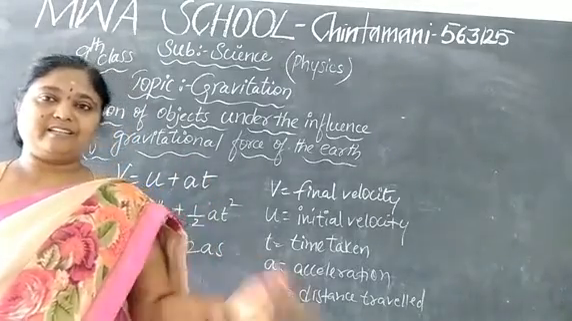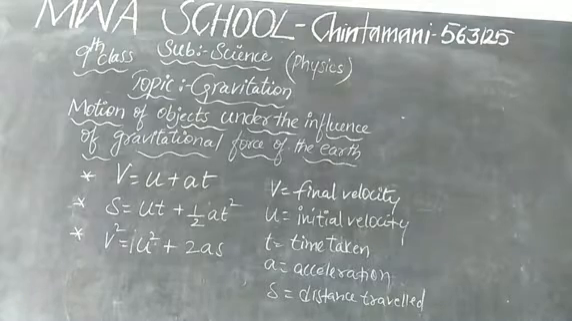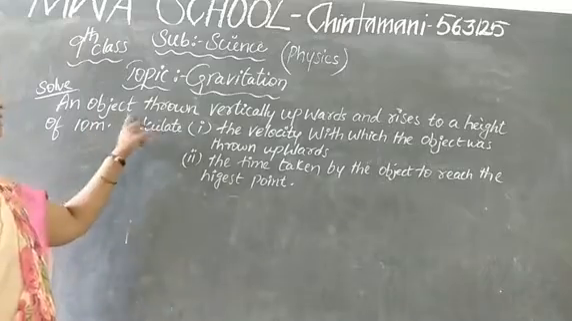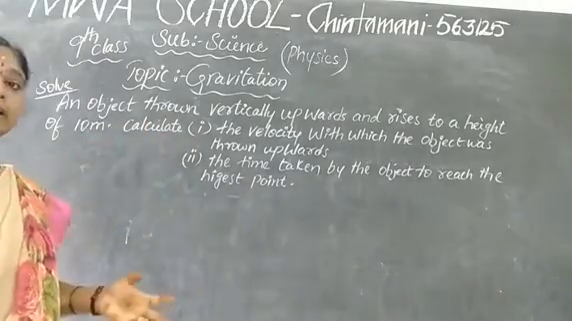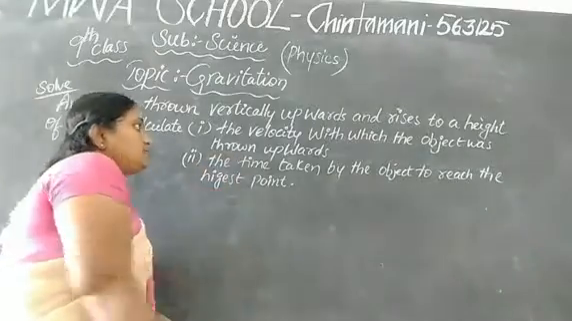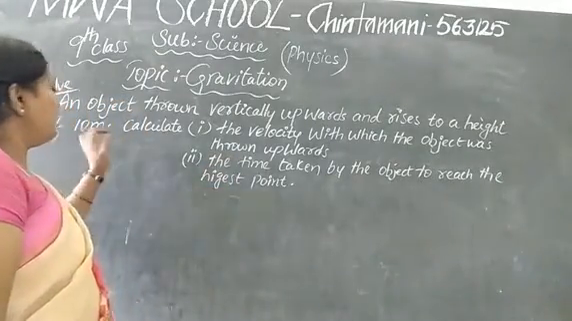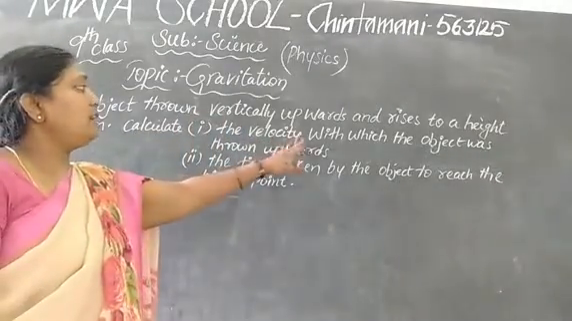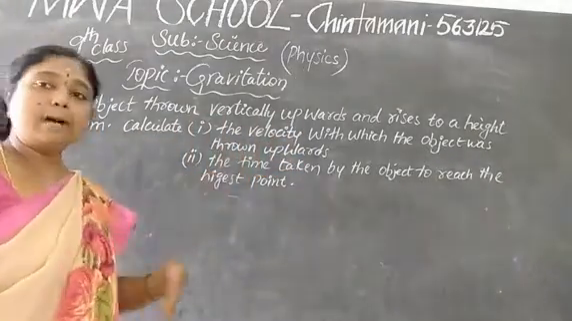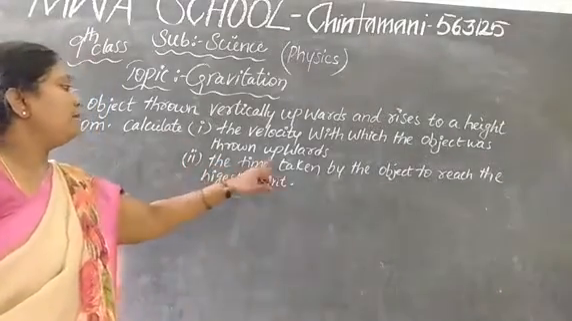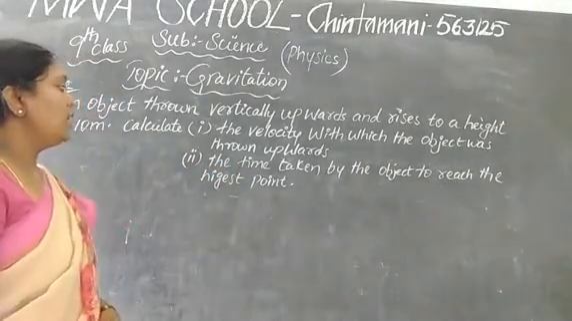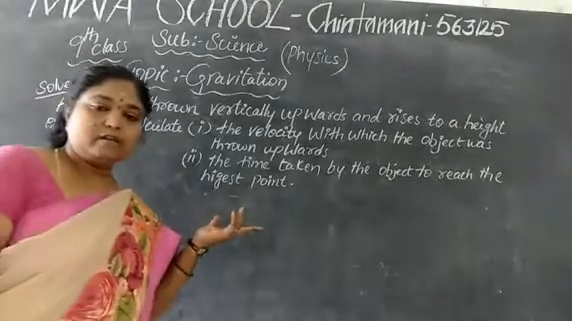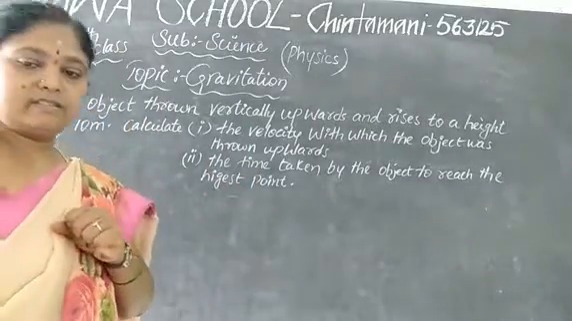Are you ready? Yes. Carry on. Here is your problem. An object is thrown vertically upwards and rises to a height of 10 meters. Calculate the velocity with which the object was thrown upwards, and the time taken by the object to reach the highest place. So here we have two questions.